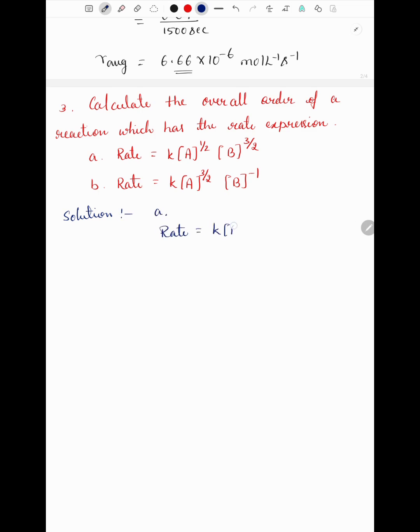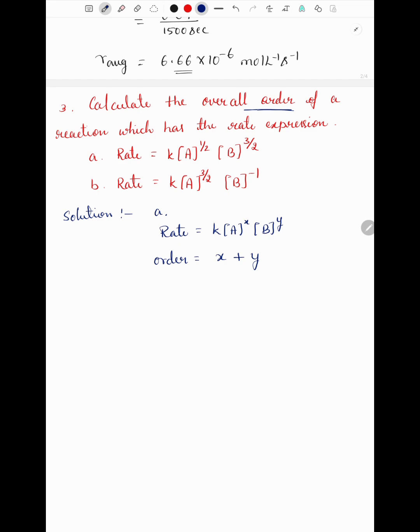rate equals K into concentration of A power X and B power Y. In order to calculate the overall order of the reaction, we will take order equals the sum of the powers of the concentration terms, that is X and Y. If you take the sum of these two powers, it gives us the order.